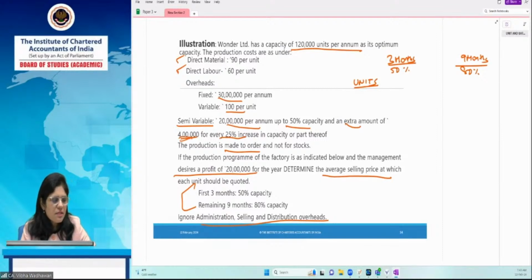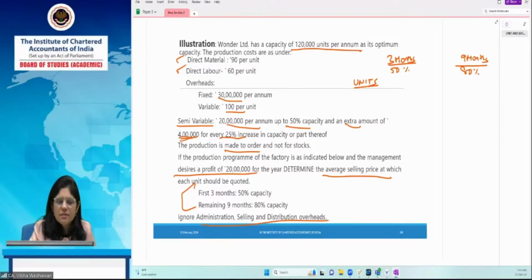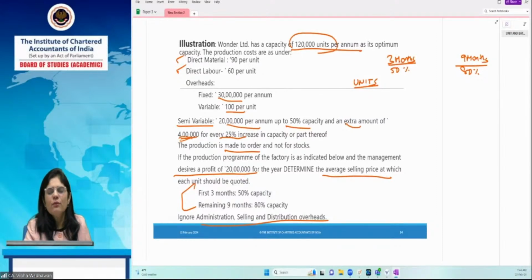First 3 months, the capacity is 50%. The remaining 9 months, the capacity is 80%. Can I have the capacity for the first 3 months, please? 15,000. Any other answer for 9 months? The total capacity is 1,20,000 units. The total capacity is 1,20,000 units per annum. How much is the capacity for the first 3 months at 50% capacity?